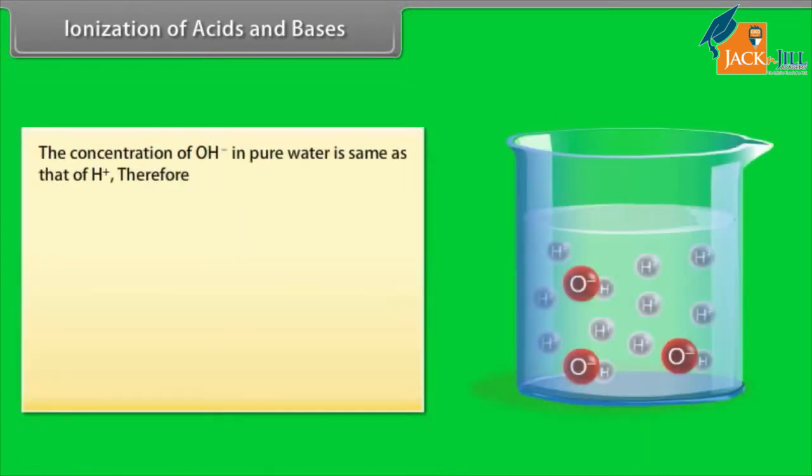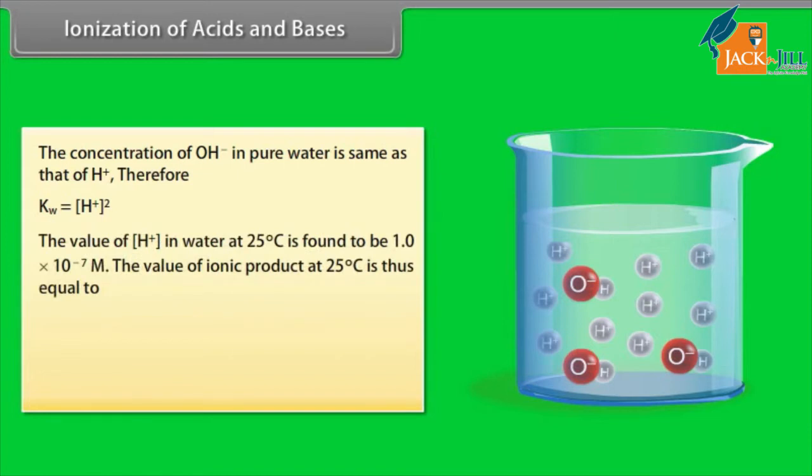The concentration of OH- in pure water is same as that of H+. Therefore, Kw is equal to [H+] squared. The value of H+ in water at 25 degrees Celsius is found to be 1.0 times 10 raised to the power minus 7 M. The value of ionic product at 25 degrees Celsius is thus equal to 10 raised to the power minus 14 M squared.